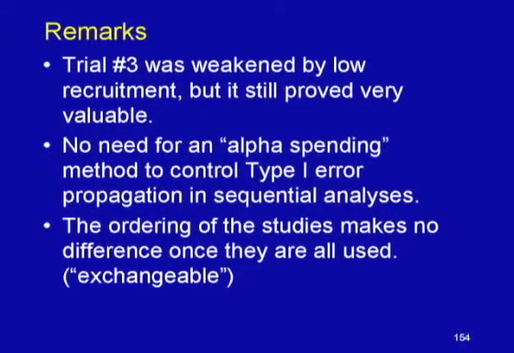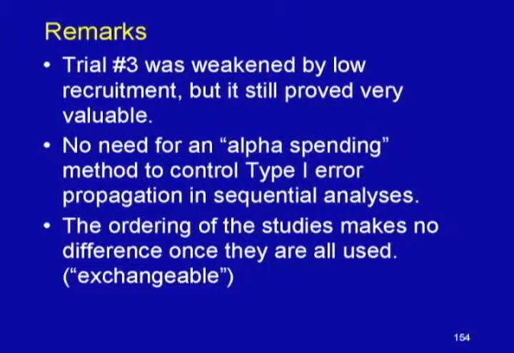The remarks. Trial number 3 was weakened by low recruitment, but still proved very, very valuable. No need for alpha spending here. We're testing one hypothesis. We're just moving along. We don't have 0.05 that we have to divide up along all these interim analyses and all that kind of stuff because we're not playing the p-value game. We're just assessing the same hypothesis over trial time. The ordering of the study makes no difference. So the studies are exchangeable, like I said, and it has to be that way. It wouldn't make any sense any other way.